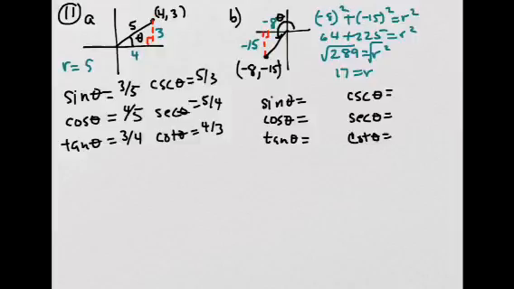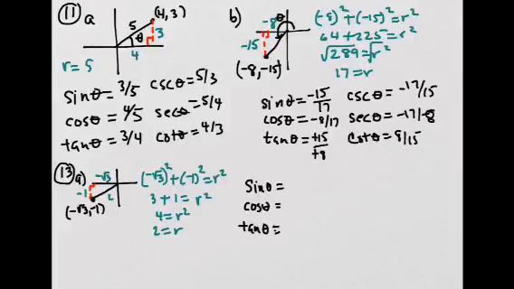So for sine of theta, it's y over r, so negative 15 over 17. Cosine theta is x over r, so negative 8 over 17. Tangent of theta is y over x, so it's negative 15 over negative 8, but then you know that makes it positive. Cosecant is negative 17 over 15, negative 17 over just over 8, sorry, and then 8 over 15 for cotangent.